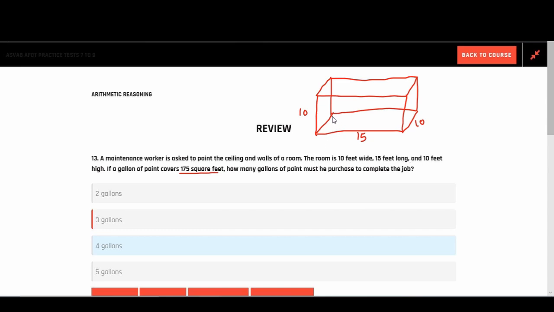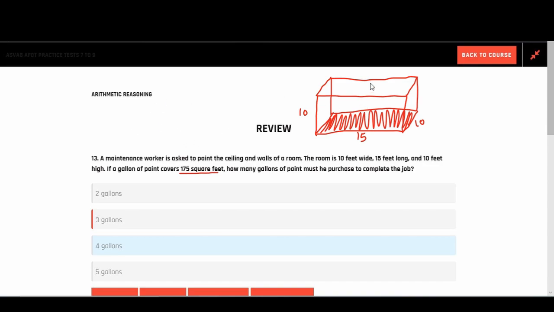He has to paint the ceiling and the walls of the room, so we're not painting the floor, which is right there. So this problem requires you to understand how to calculate surface area, albeit for only 5 of the 6 faces of the room. Again, let's think about this.